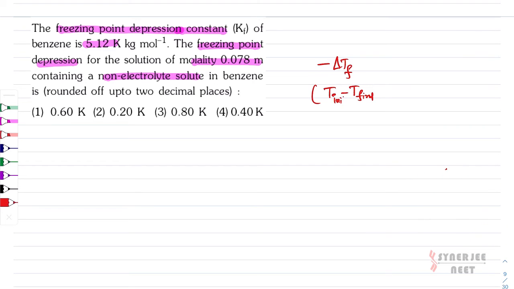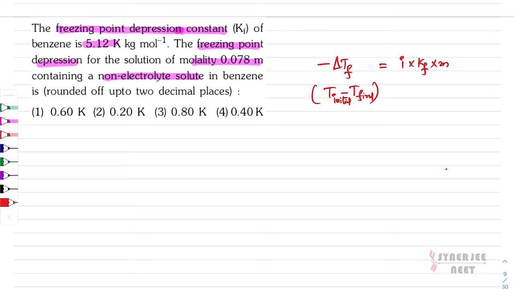Initial minus final, because delta means final minus initial. If you put a minus sign, it will become initial minus final. This can be written as i into Kf into molality. i is the Van 't Hoff factor. Suppose NaCl is there, the Van 't Hoff factor is 2 because it divides into 2 particles. And suppose MgCl2 is there, it divides into 3 particles, 1 magnesium and 2 chlorines. So the Van 't Hoff factor becomes 3.